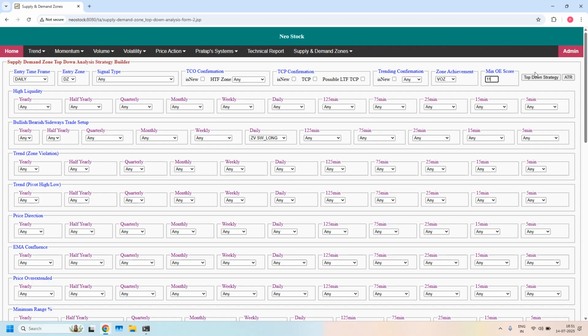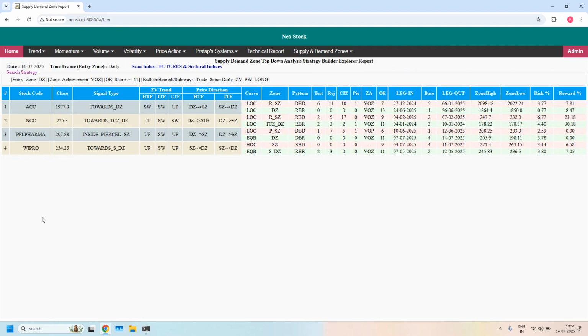So with these filters, we got 4 stocks. Entry time frame zones are daily demand zones. So in total we got 4 daily demand zones supporting sideways long trade setup for monthly income trade. And it is a pierced zone. Only pierced zone strategies can be used with it. You can't use it for sideways trade setup.